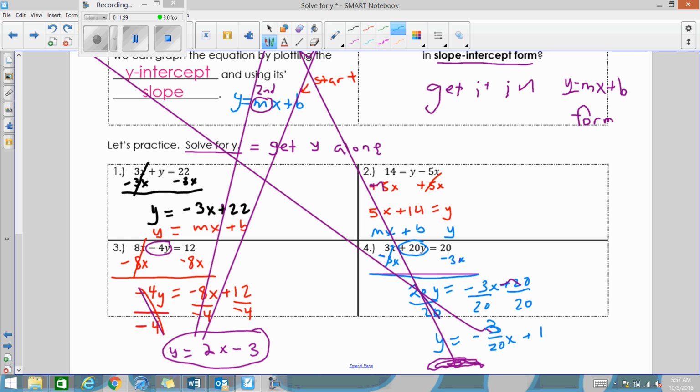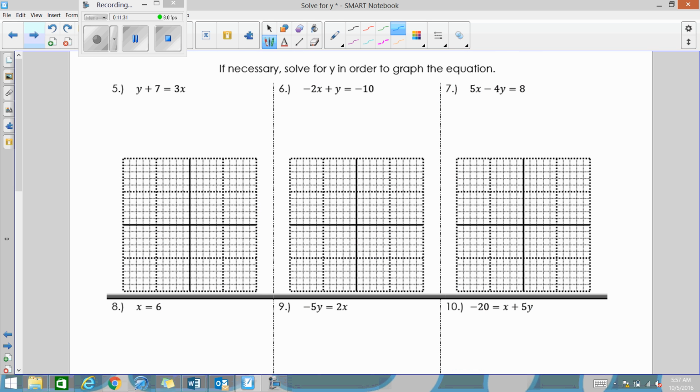All right. So here we go. Now, I'm only going to do a few of these because clearly my computer's getting all messed up right now. But anyway, we have to get these into y equals mx plus b form to graph, because that's what we want to do. We want to graph these things. So in this number 5 equation, we're going to have to subtract 7.